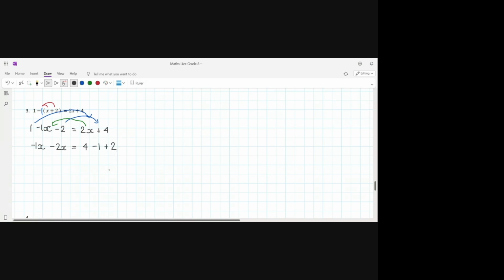Add for me, guys. -1x minus 2x would give me, Uma, wrong side. -1x minus 2x. Yes, that's it, Bree. Beautiful, Nomatamsanga. Good, but I already know Uma's given me the answer to the other side, right? So I've got -3x is equal to 4 minus 1 is 3, plus 2 is 5. Lovely. What's my next move?